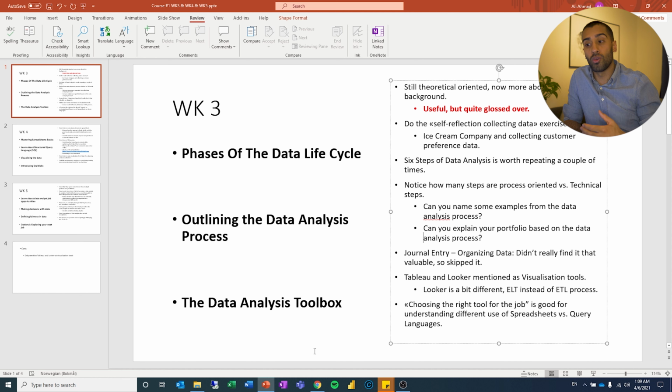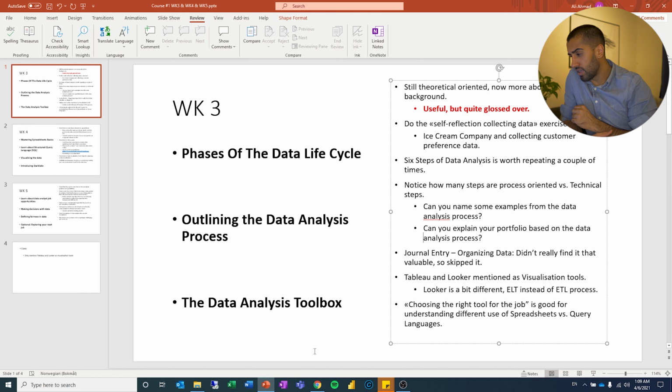Also something you might want to do. Maybe you want to write down the data analysis process and try and look at your portfolio and see how you can use that together to be able to talk your way through the portfolio with the data analysis language and the way that they use and they explain how the entire process looks like.